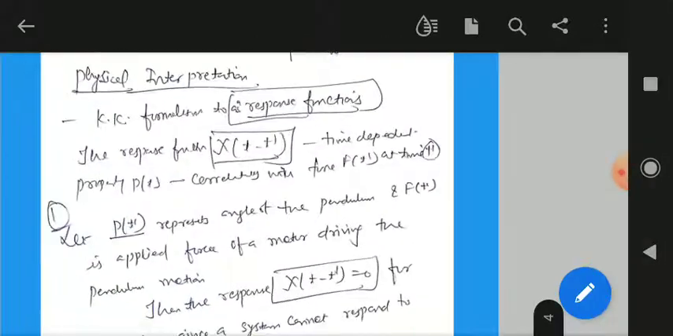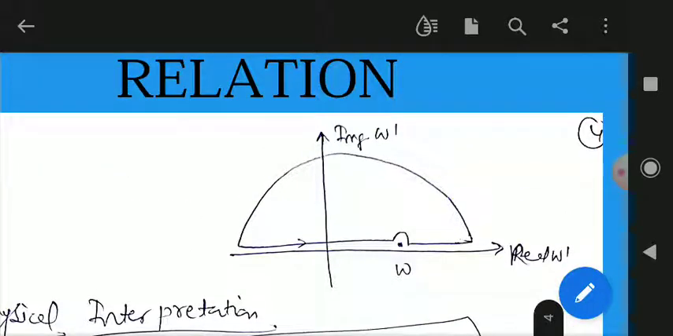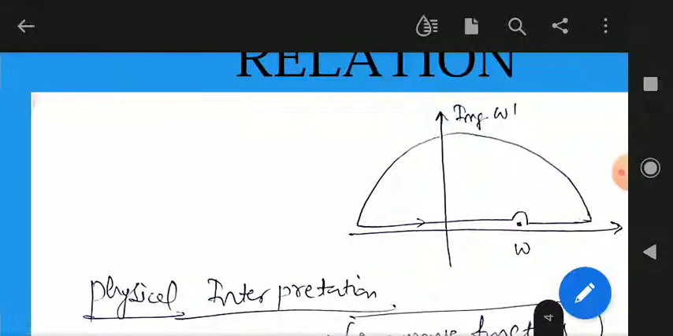Now, what are the applications of this? We can write the physical interpretation of this one. This is just a simple view. We take the imaginary axis on the y-axis and the real axis on the x-axis. So there is the contour, and there is a pole at ω = ω′.